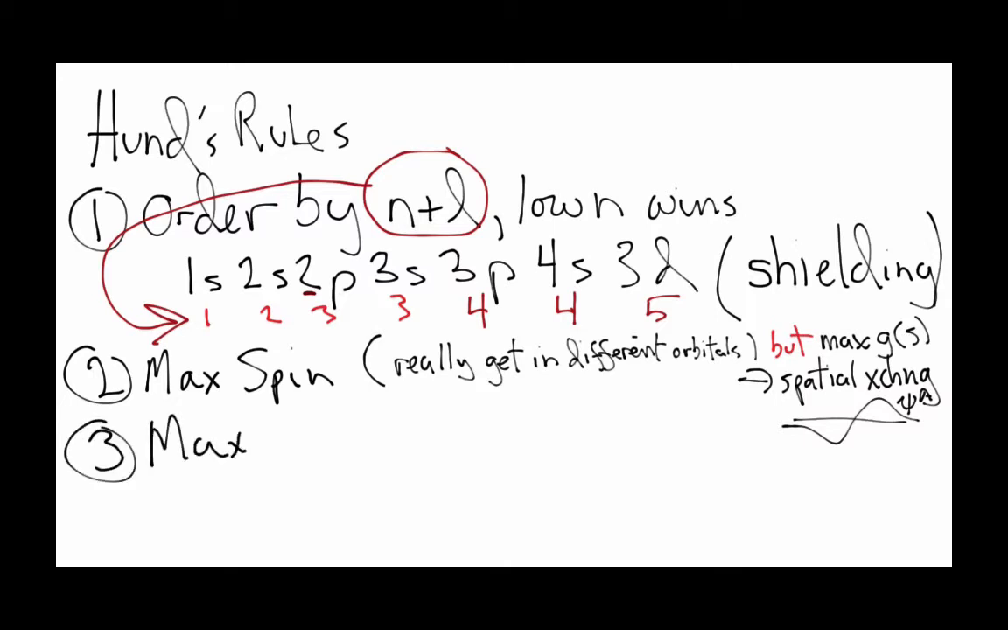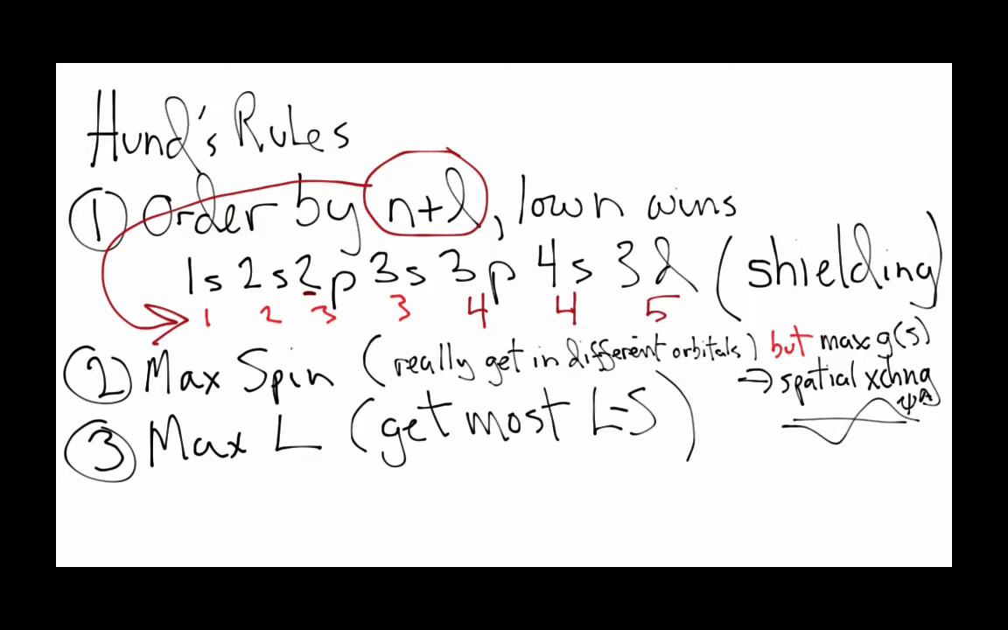Now the third rule is that we maximize L. We maximize the orbital angular momentum, and basically once we've maximized the spin and we have the electrons as far apart from one another as possible, then we may as well get the most that we can out of this spin-orbit coupling business.